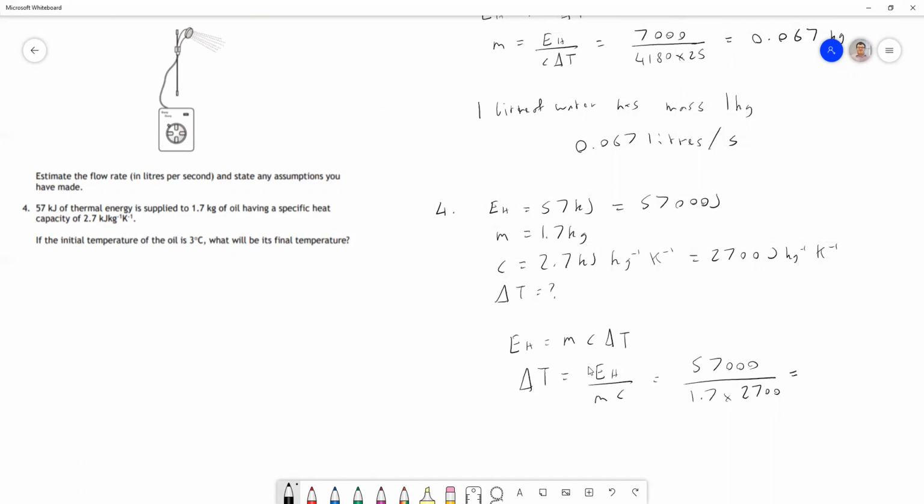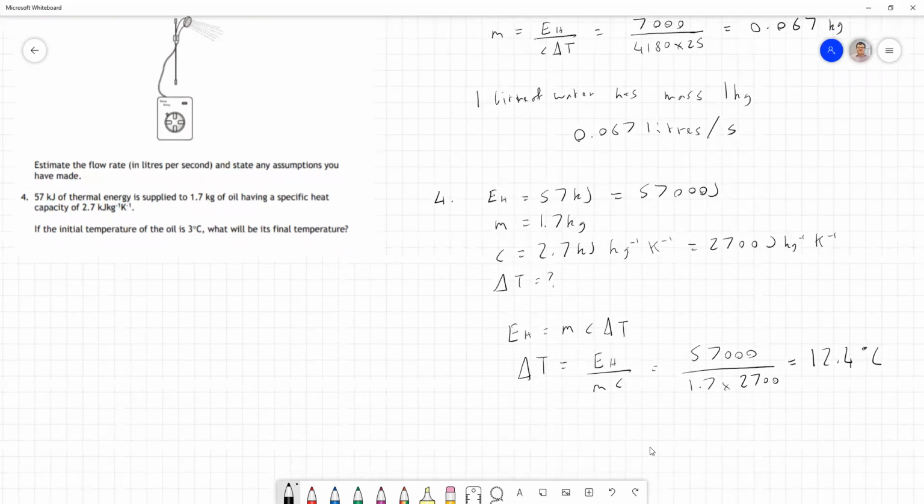Entering this into our calculator, we get an answer of 12.4. And it's a change in temperature. It can be degrees Celsius or degrees Kelvin. I'm just choosing to write degrees Celsius. It's a change in temperature. So that's what we get.